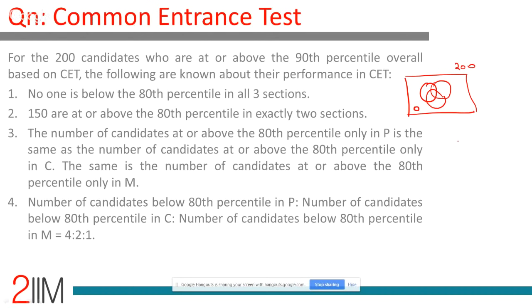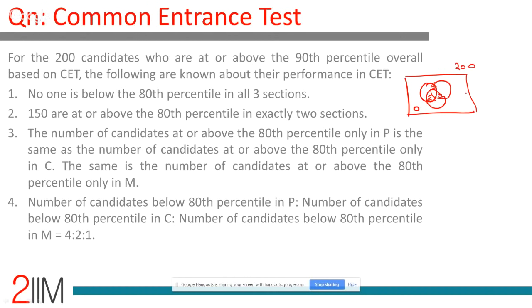Then you need to go revisit set theory and logical reasoning, do lots of questions where this language comes into play. Being given a physics, chemistry, and math, you're told at least 2. So you're going to have A intersection B, B intersection C. You're going to speak that language. Right? So remember that. So let's look at this. No one is below the 80th percentile in all three sections. That's good. 150 are at or above the 80th percentile in exactly 2 sections. Exactly 2 sections. That is this region, and this region.